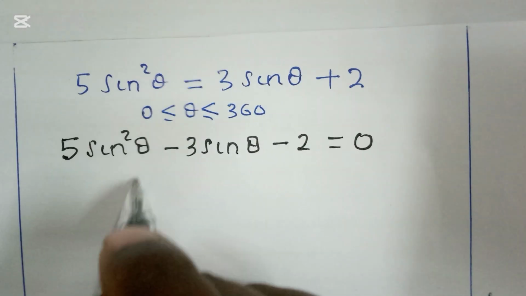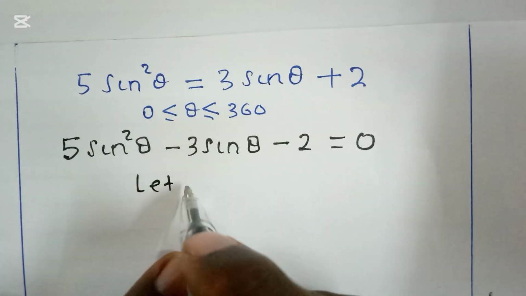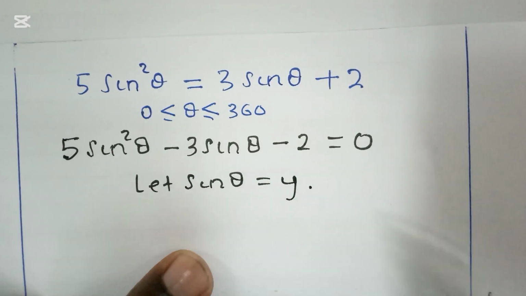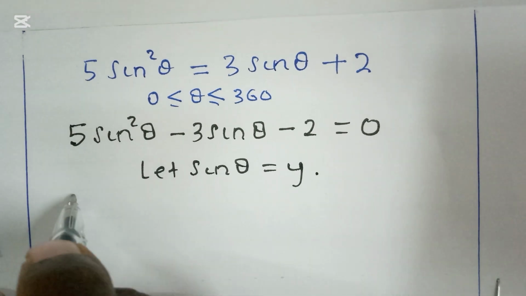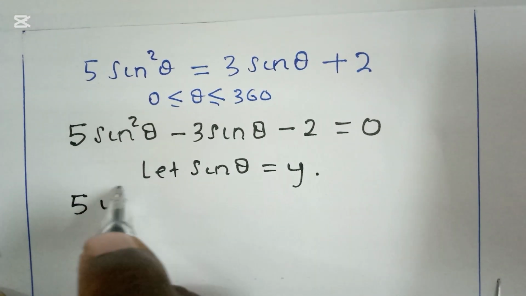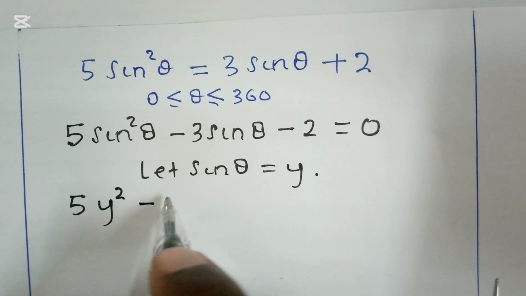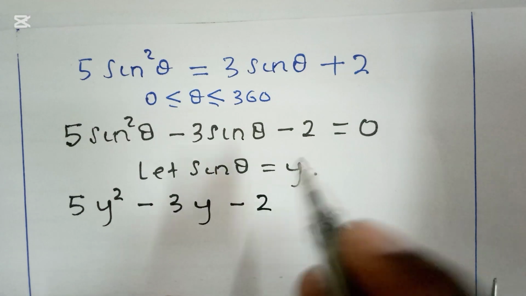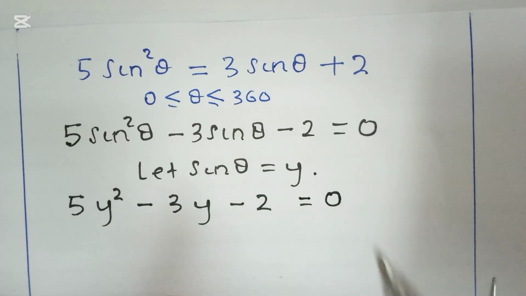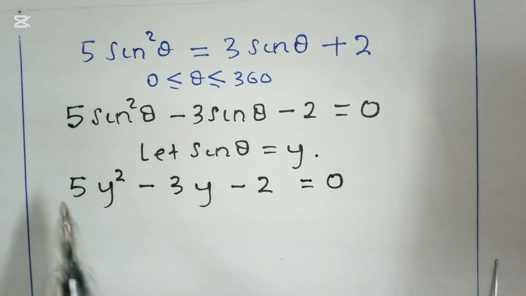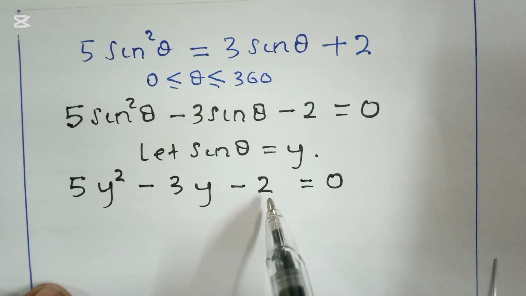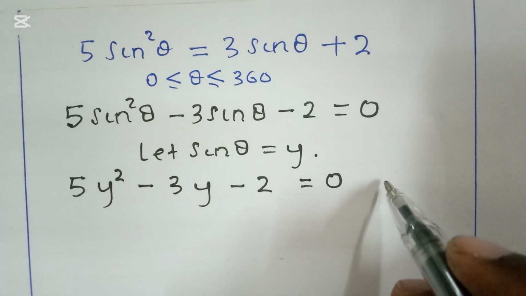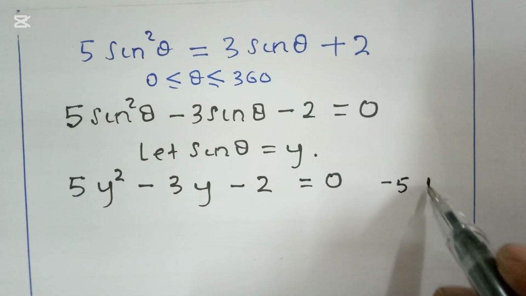Guys, then we can say let sine theta be equal to y. And therefore, we are going to have 5y squared minus 3y minus 2. This one, we get as 0. Guys, we can look for two numbers whose product is negative 10 and which, when added together, give negative 3. And that, guys, is negative 5 and positive 2.